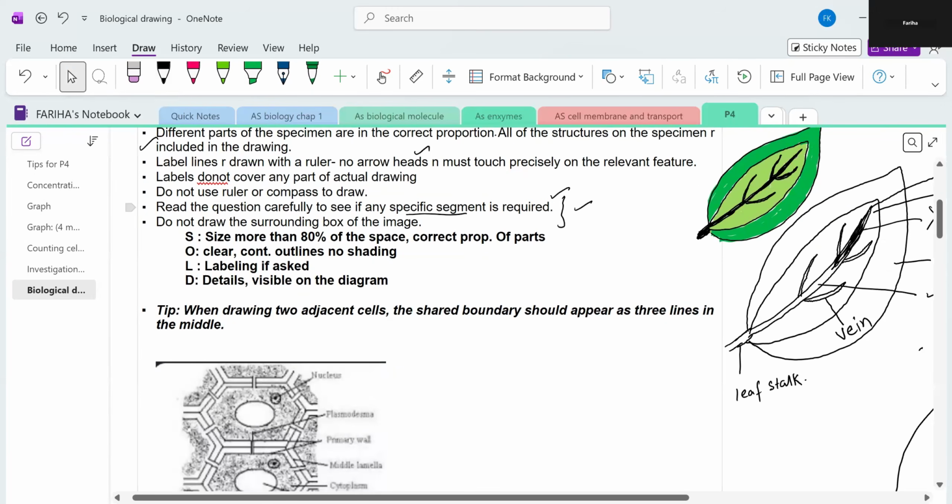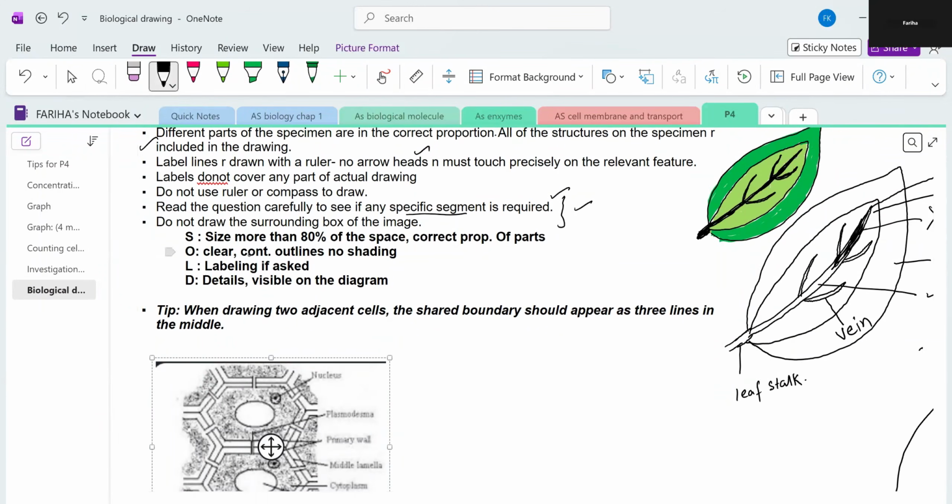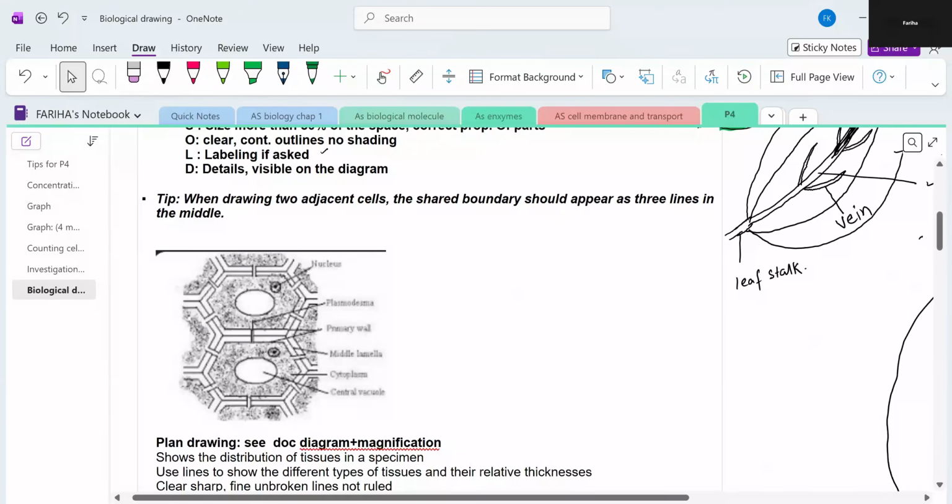Now, what is a mnemonic for drawing? It is SOLID. S means more than 80% of the available space should be occupied and correct proportion of the parts. Clear continuous outlines, no shading, labeling if asked, details visible on the diagram. That's how you are going to get 4 marks or 5 marks. Okay. Now we'll come back to this part later.